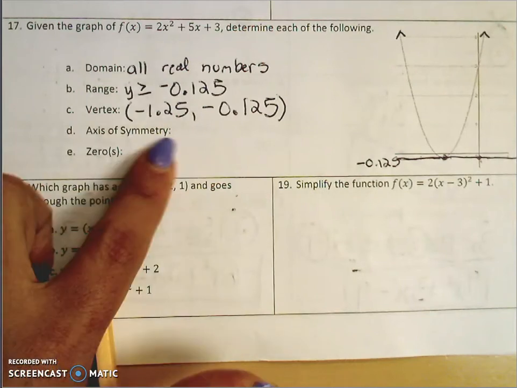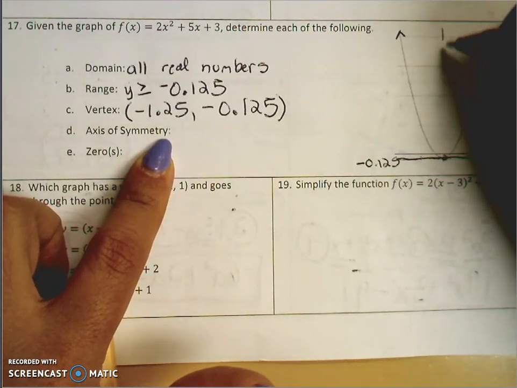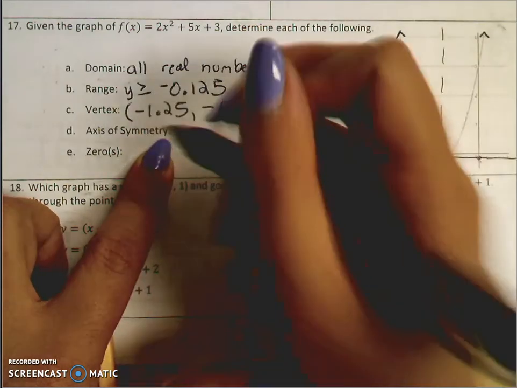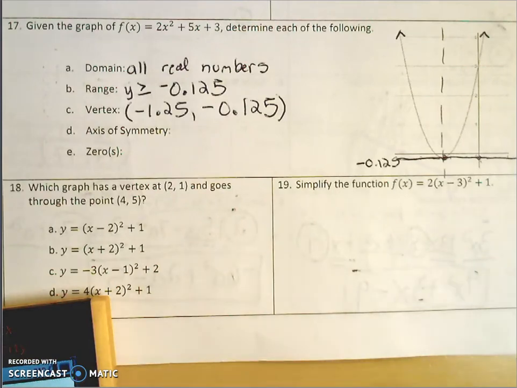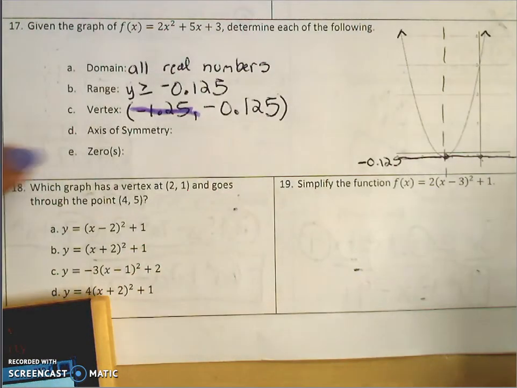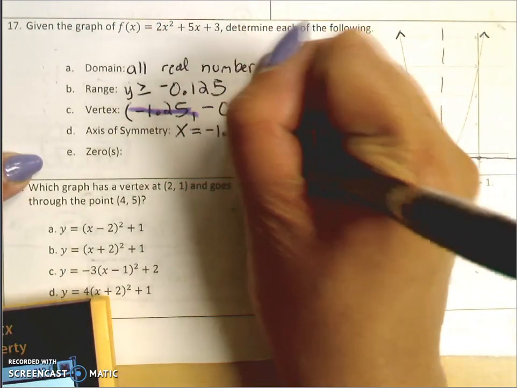Remember, my axis of symmetry basically splits my graph into half evenly. So this is where my line is. It's also going to be the x-coordinate for my vertex. So this is going to be my axis of symmetry. And remember, it always starts with x equals negative 1.25.